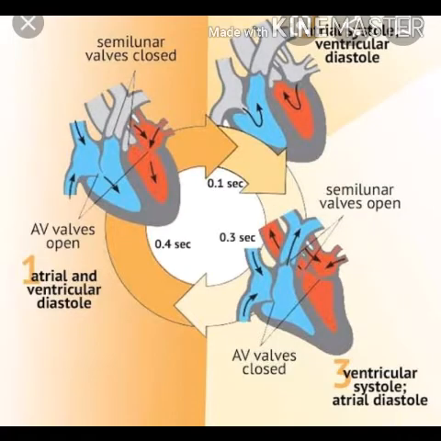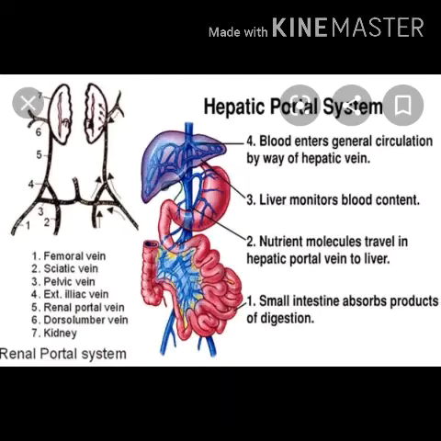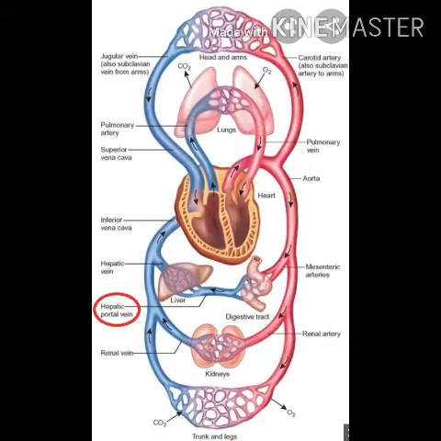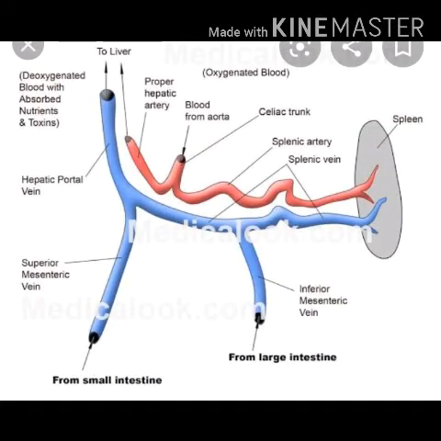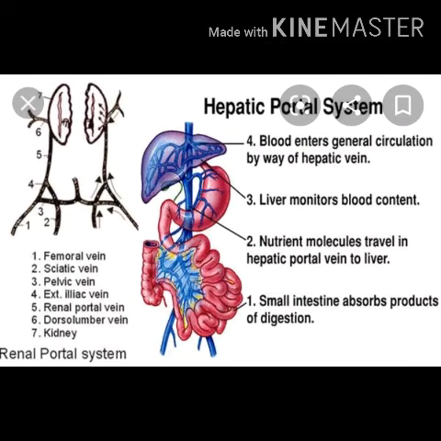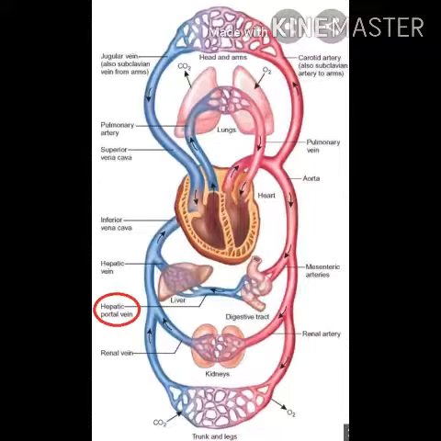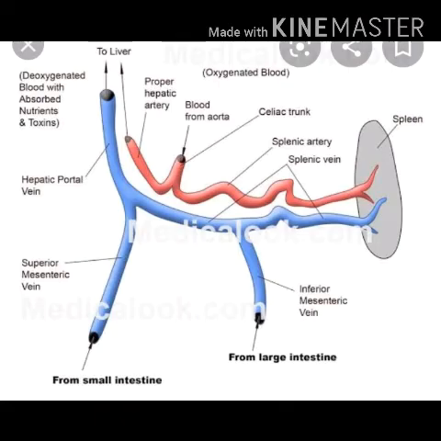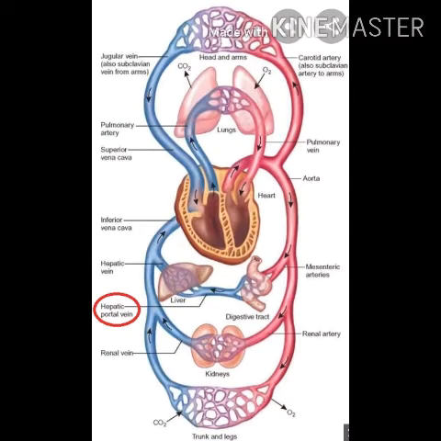Now move on to another topic, called the portal system and portal vein. Sometimes capillaries from nearby organs unite to form a vein that redivides to form capillaries which supply blood to another organ. The vein thus carries deoxygenated blood from one organ to another instead of to the heart. This system is called the portal system. Such a vein is also called a portal vein. Here, in the diagram also, you will see the hepatic portal vein and how it circulates the blood.